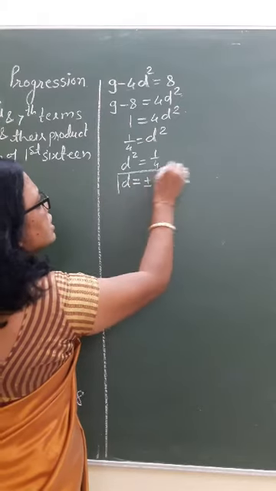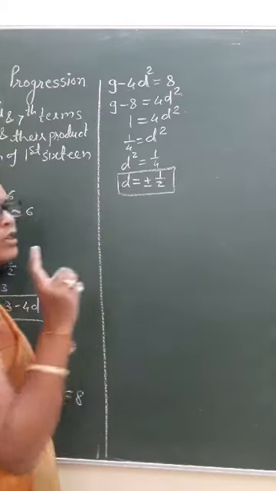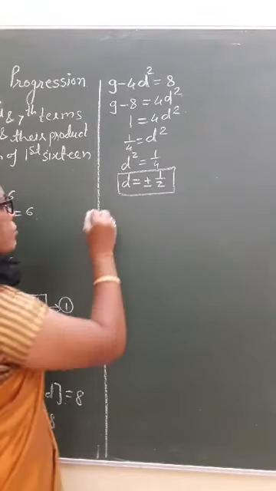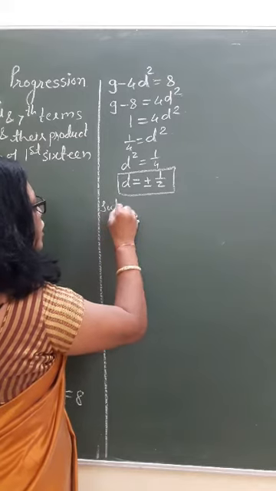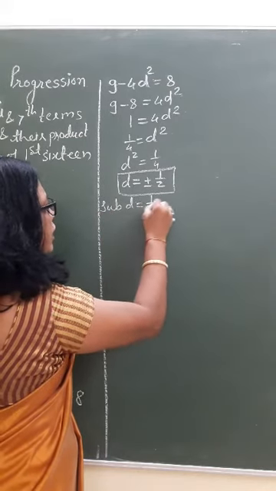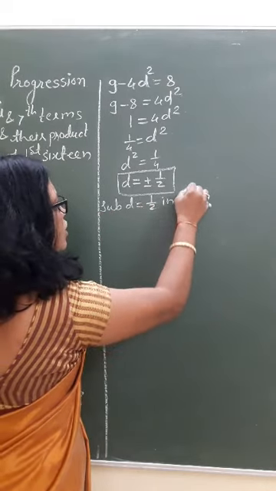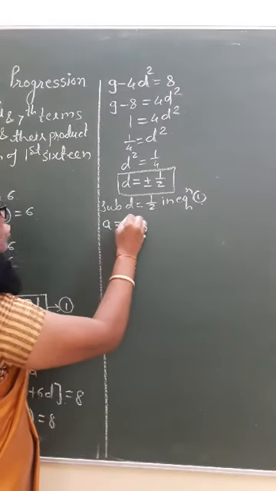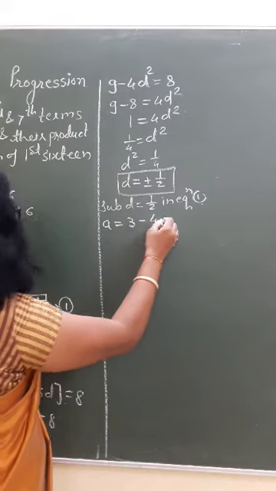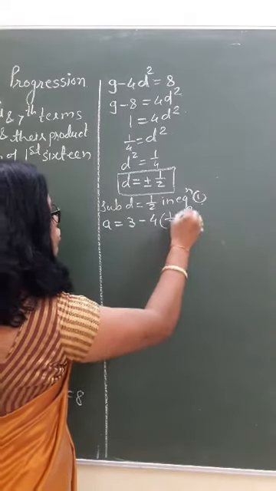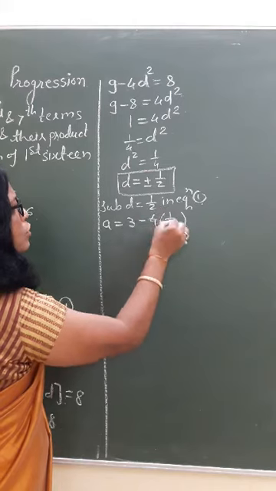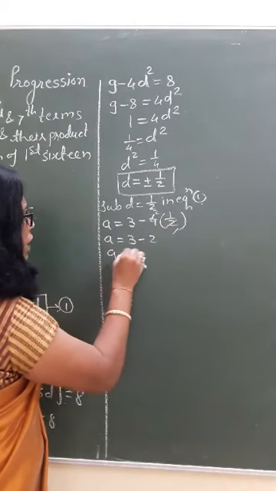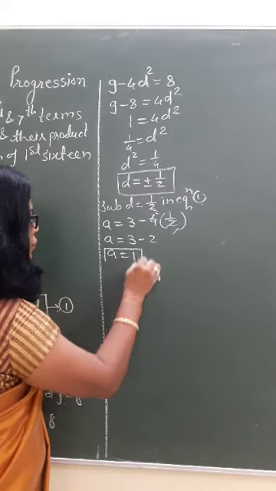by 2. Here we got the value of D: one is plus 1 by 2 and another is minus 1 by 2. So substitute D is equal to 1 by 2 in equation 1, to get the value of A. So A is equal to 3 minus 4 into 1 by 2. Here I will cancel: 2 1s are 2, 2 2s are 4. I will get 3 minus 2. So A is equal to 1.